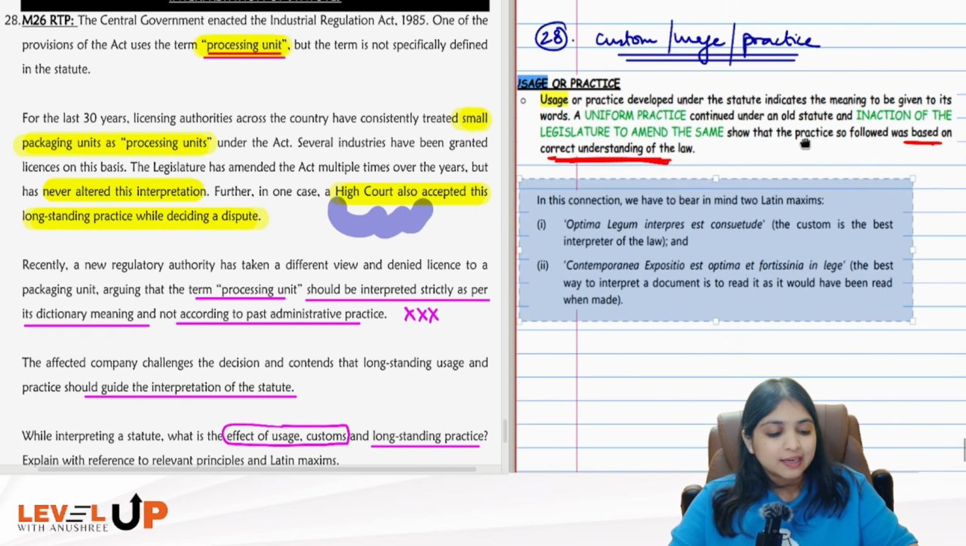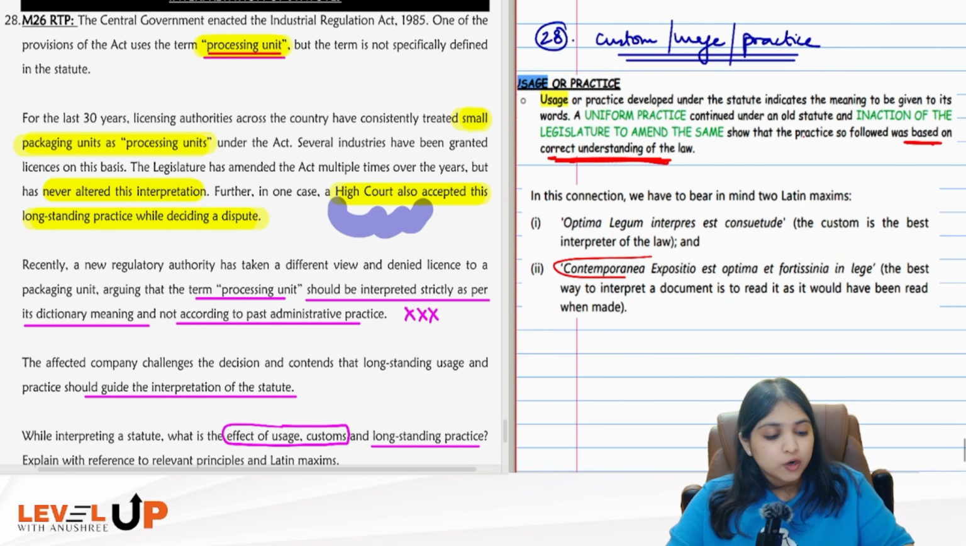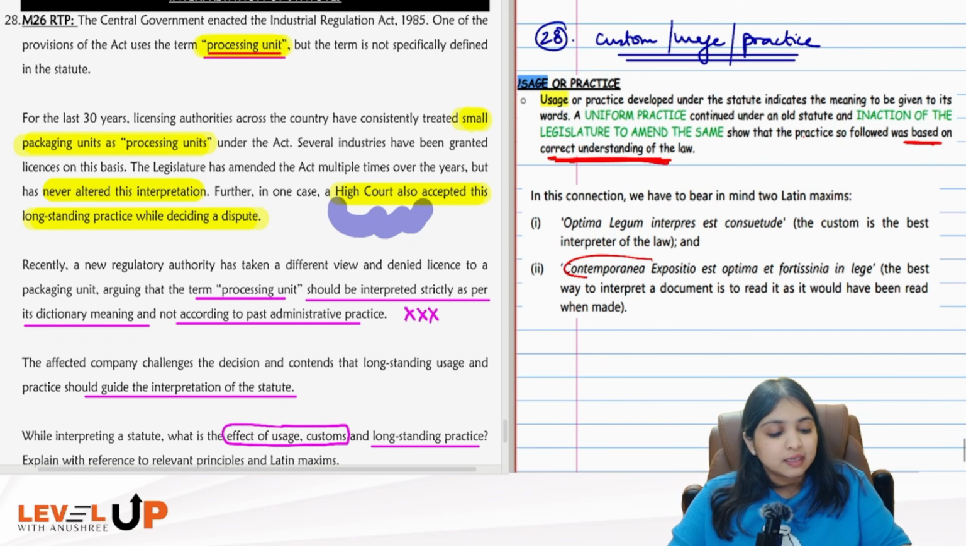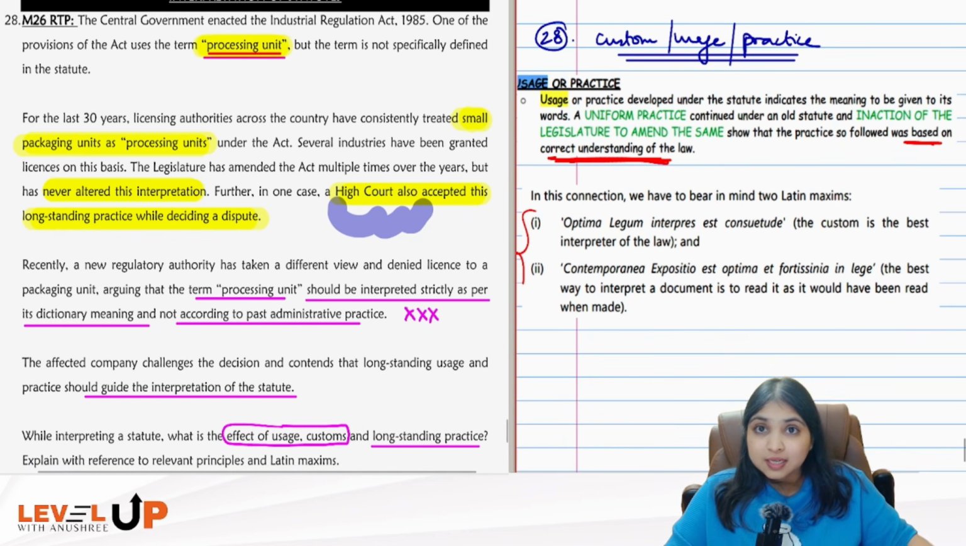Then they ask us what Latin principles are to be applied over here. Two Latin principles. One is optima legum interpres est consuetudo and the other is contemporanea expositio est optima et fortissima in lege. Optima legum means that custom is the best interpreter of law, which means if you have been interpreting a certain provision in a certain manner since years and years, now it's become a custom. You have to continue to follow the custom. Then contemporanea expositio, which means the best way to interpret a document is to read it as it would have been read when made. So these are the two Latin maxims which are relevant with respect to this discussion.